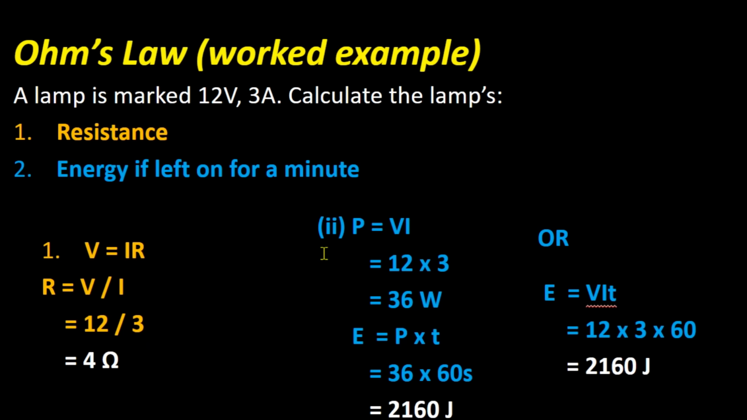In the blue, we're going to calculate energy. So first we're going to calculate the power. P is equal to VI. This will be 12 volts times 3 amps, which will be 36 watts. So the energy will be equal to power by time, which will be 36 watts times 60 seconds because it's 1 minute. And our answer is going to be 2,160 joules.